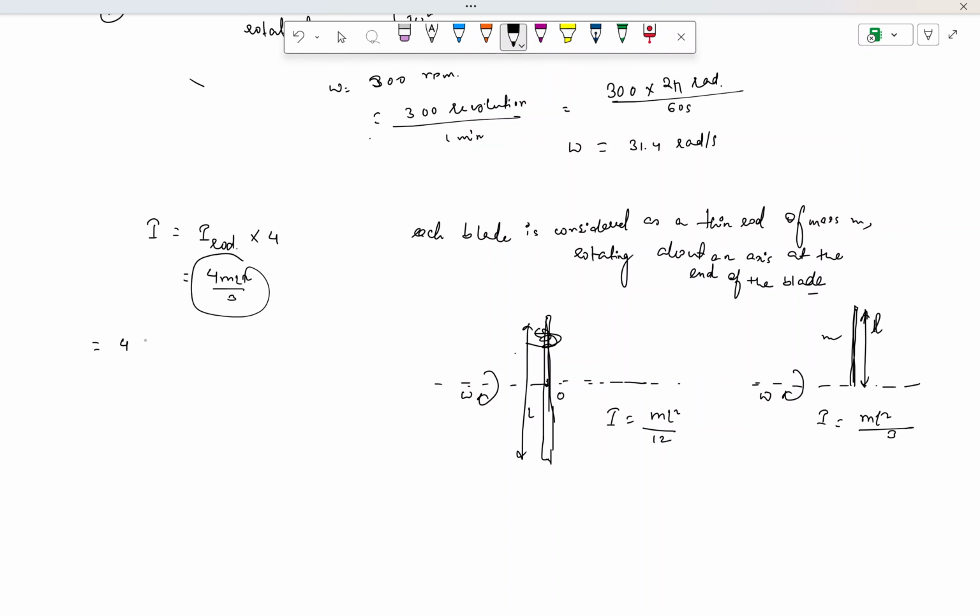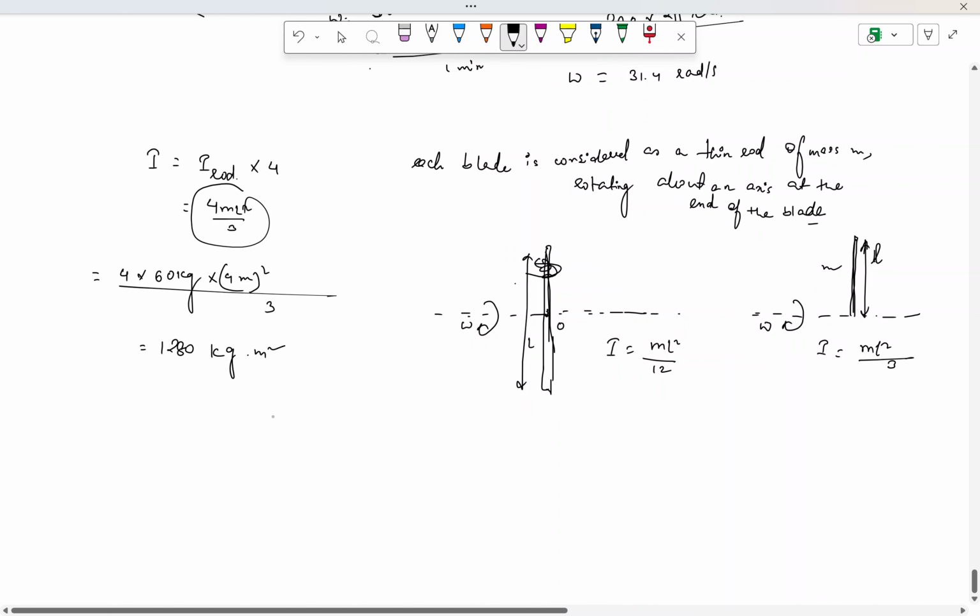So you can put the values m equal to 60 kg and L equal to 4 meter whole squared divided by 3, and you can calculate the moment of inertia to be 1280 kg meter square. So this is an SI unit right now.